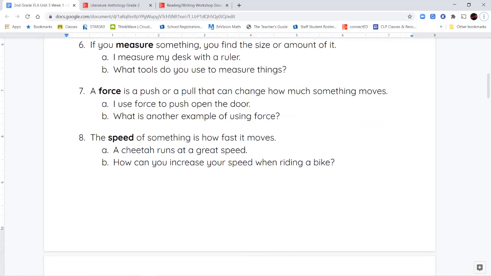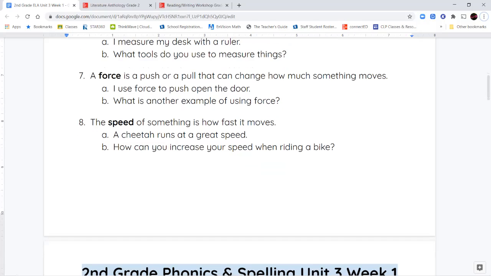Your seventh word is the word force. So a force is any push or pull that can change how much something is moving. So if you're sitting in a rolly chair and your friend pushes you from behind, that's a force. They're pushing the chair and making it move. Or if you're pulling a door handle when you're opening a door, that's a force because you're moving that door by applying that force. You're pulling on it.